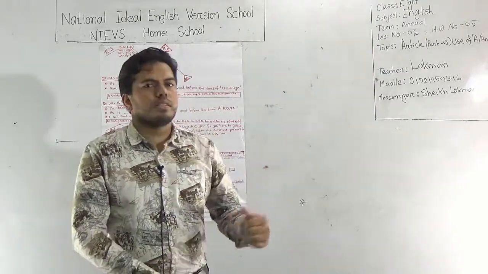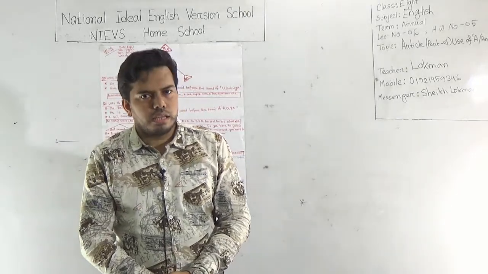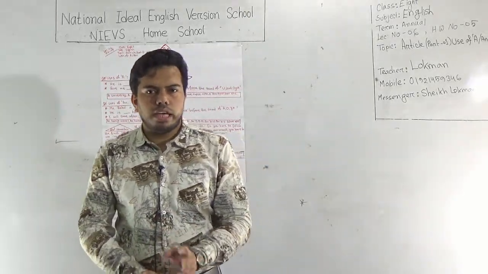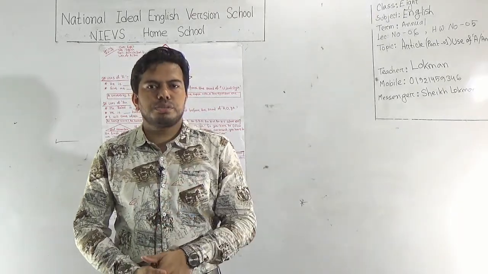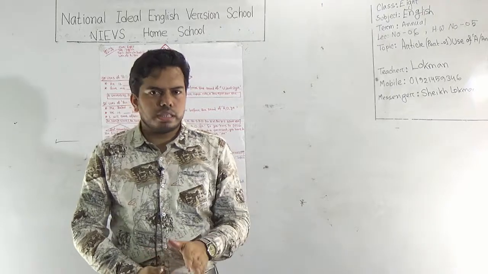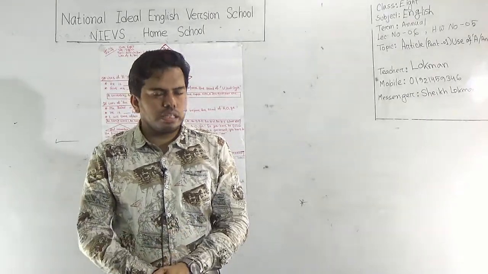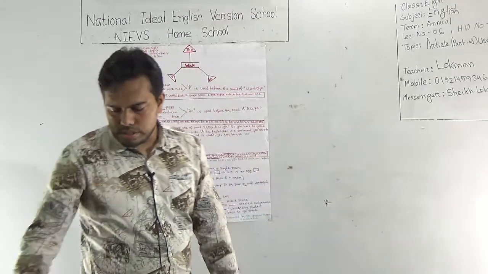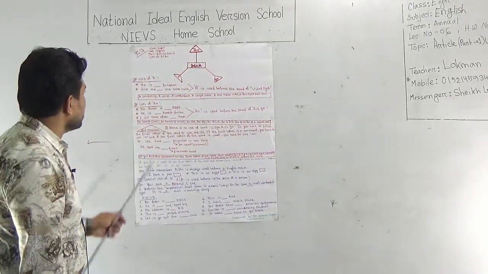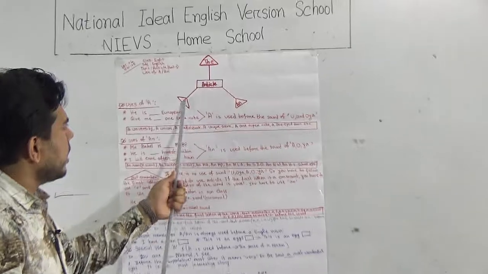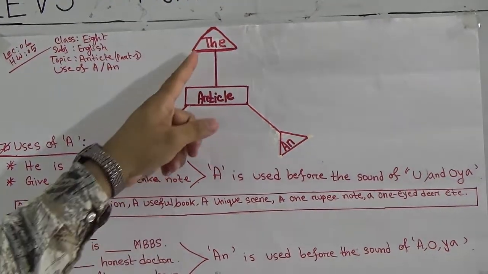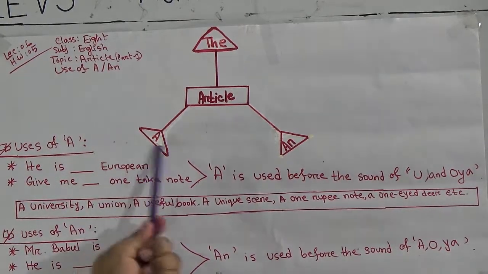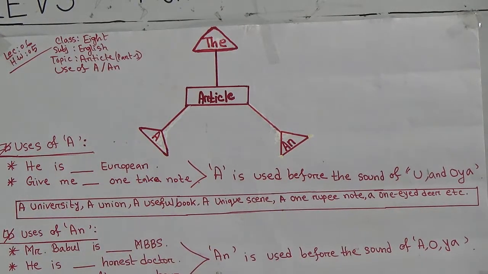Our today's discussion is use of a and an. You know that there are three types of article: a, an, the. These three articles can be divided into two. The is called definite article, and a and an are called indefinite articles. So let's see our today's discussion. First of all, article a, an, and the are our articles. Here the is called definite article and a and an are called indefinite articles. Our today's discussion is use of a and an.